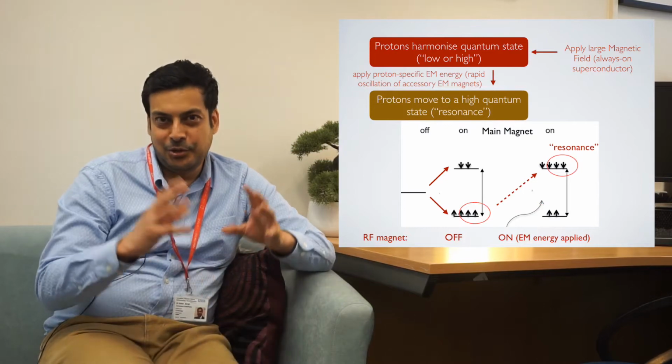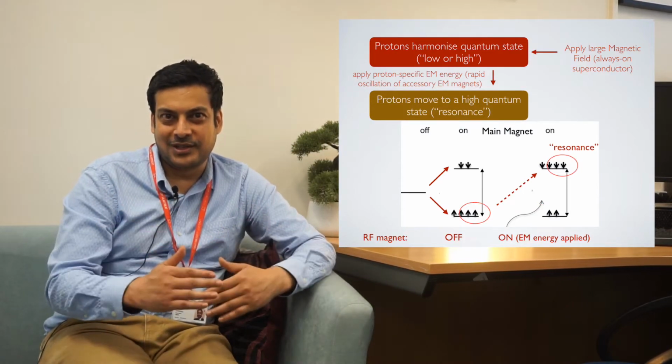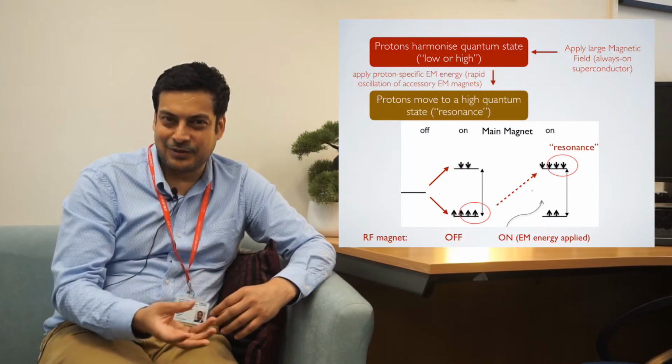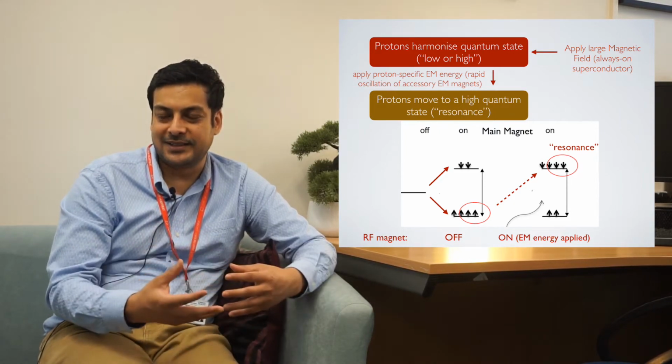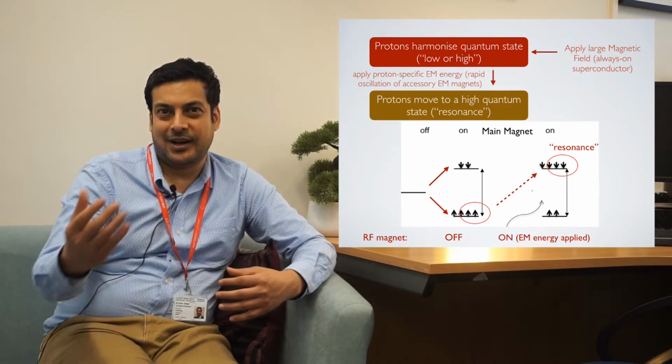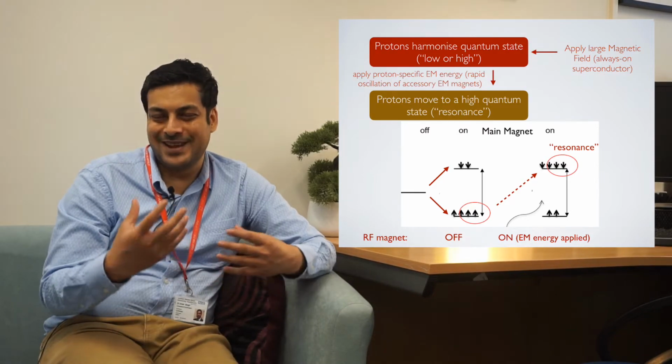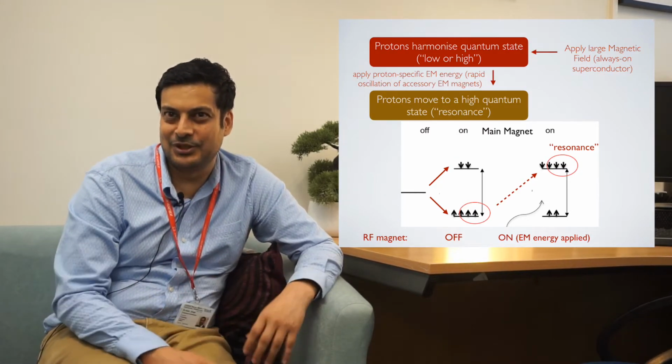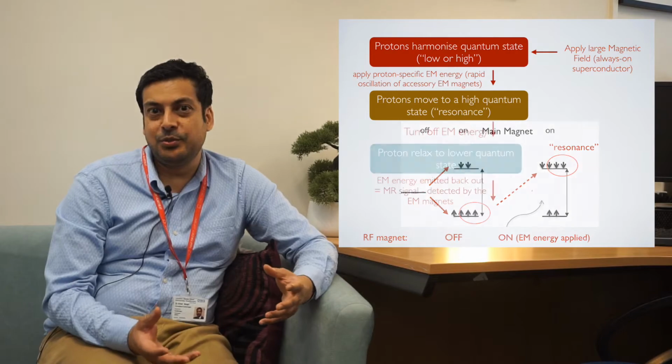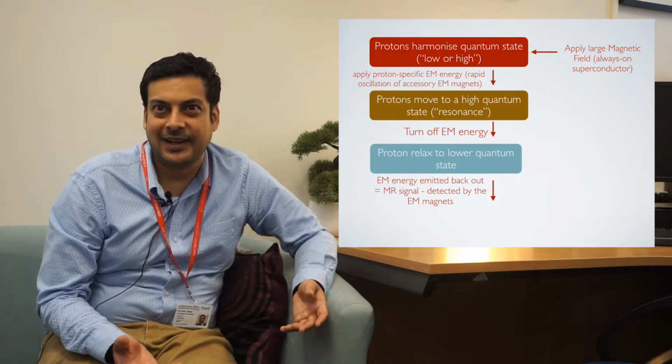Okay, so huge magnetic field, protons align, and then you put accessory energy in, and the ones that are at a lower quantum state go to a higher quantum state. And that's what the resonance in magnetic resonance imaging refers to. And then what do we do? Well, we turn off that accessory EM energy.